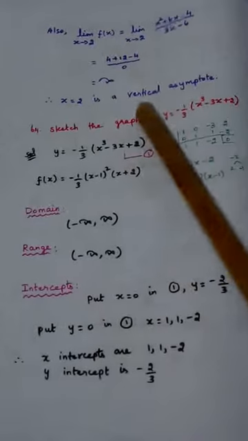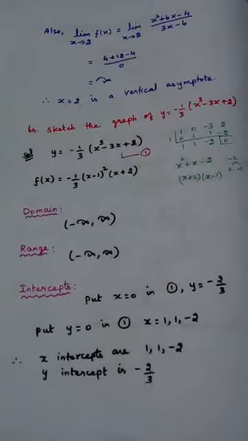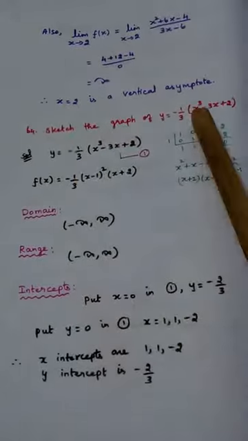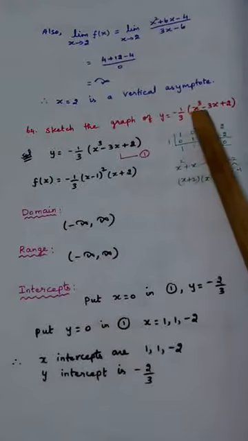Sketch the graph means we should discuss a few properties of the graph. First you have to clearly understand what are all the properties that we have to discuss under sketch the graph. Everything I am going to tell you orally, so observe it and try to keep it in your mind. Before that, first I am writing the given function y is equal to minus 1 by 3 x cube minus 3x plus 2.